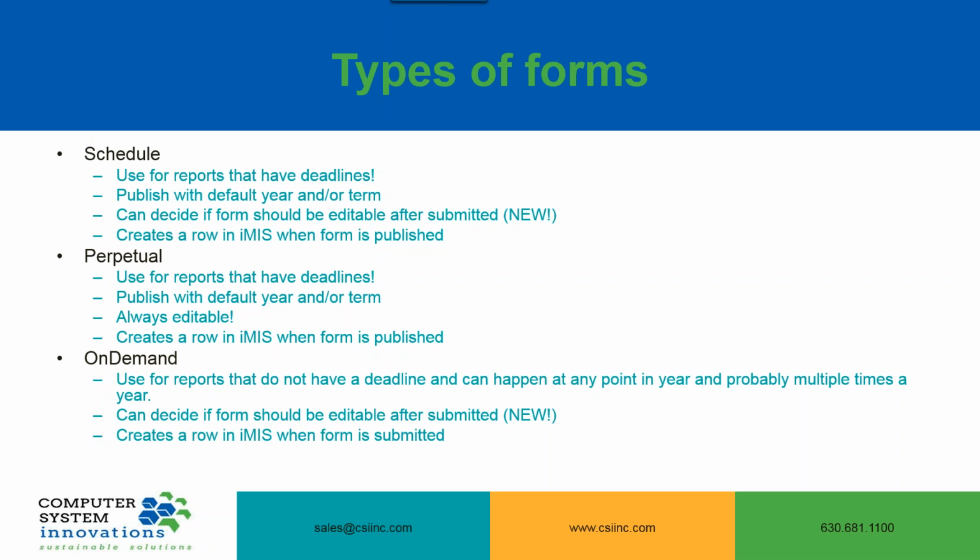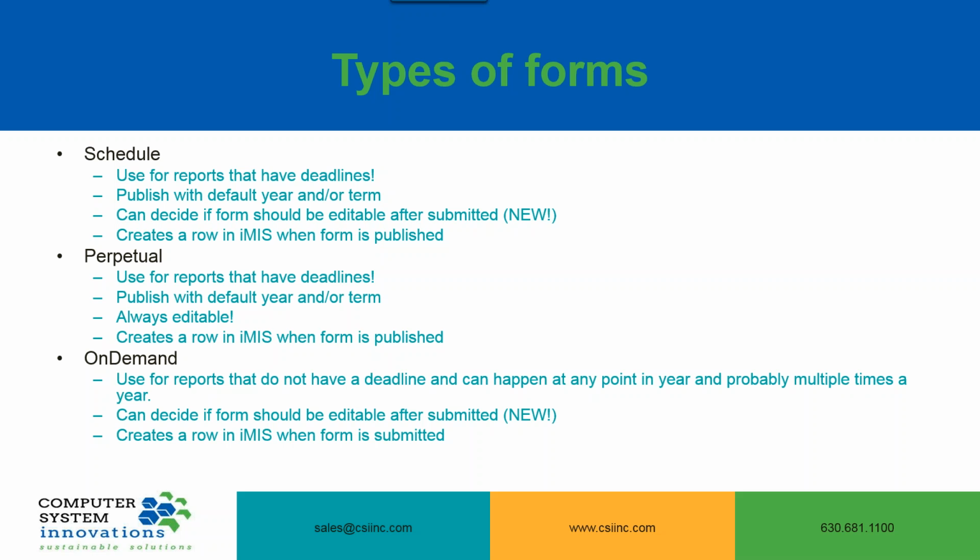And then they can make copies and submit as many as they want. You can also make it editable after submittal or not, but it only creates the row in IMIS after it's been submitted, not when the form's published. As you're looking through these, on-demand is great for those that you don't really know when you're going to receive the data, but I highly recommend schedule or perpetual.